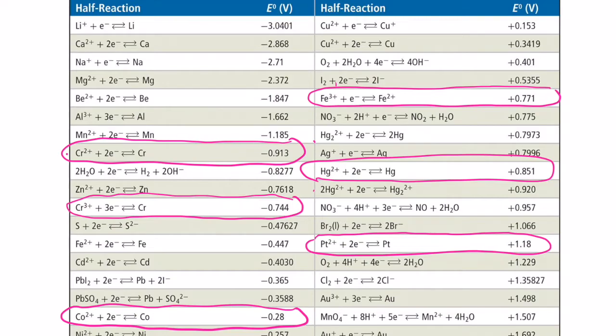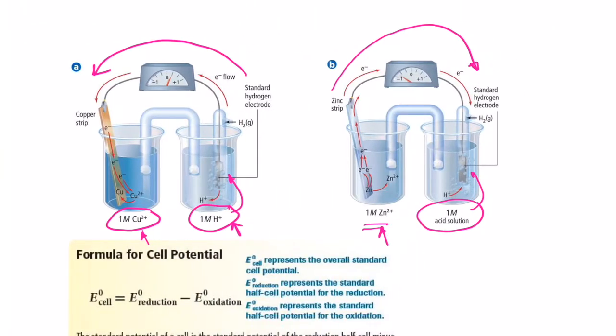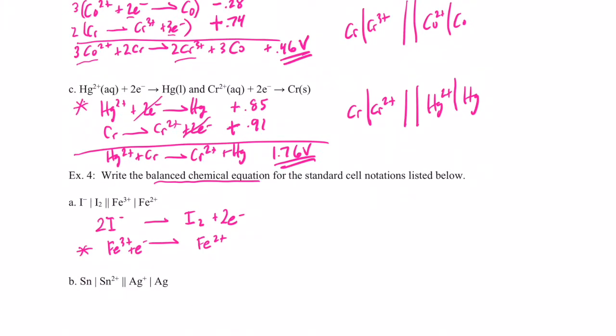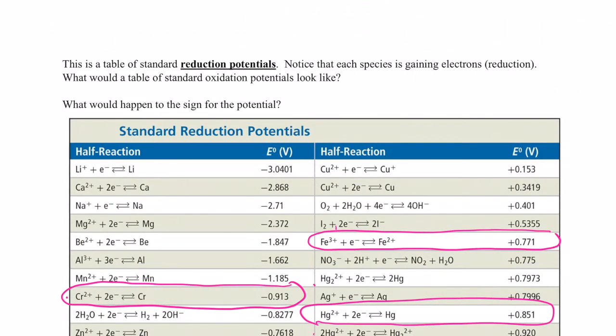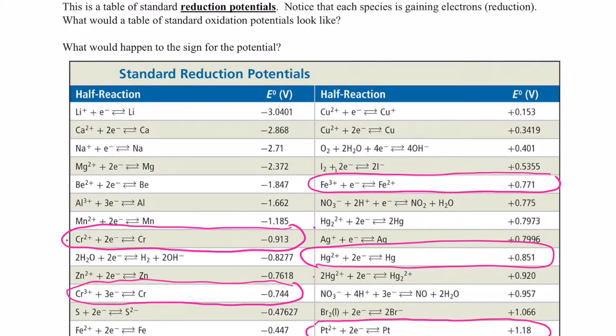And that is positive 0.771, and then the other one, I forgot what it was, 2I negative. This is oxidation here, isn't it? So we have to look for the backwards reaction, don't we? So let's look for I2 plus 2 electrons becoming 2I negative. Oh, here we go, that's right here.